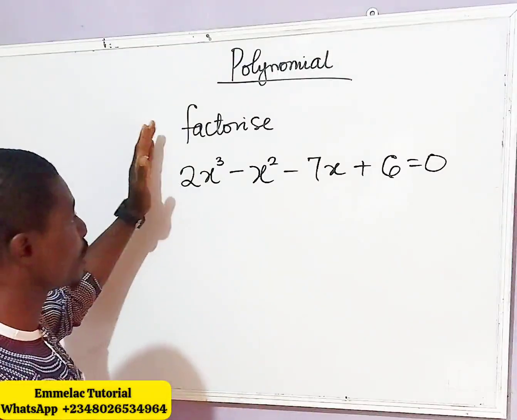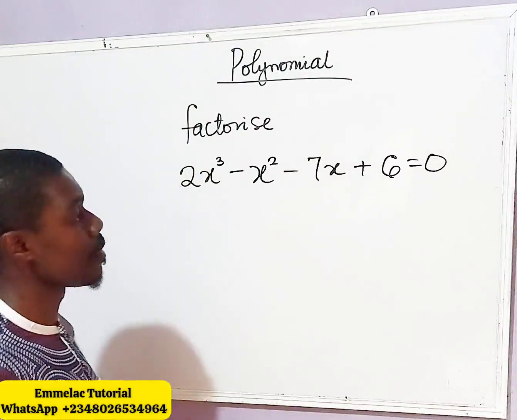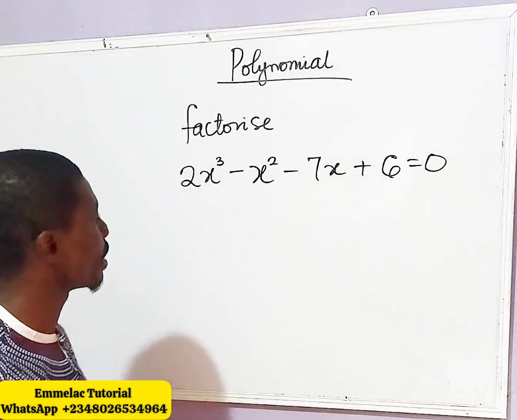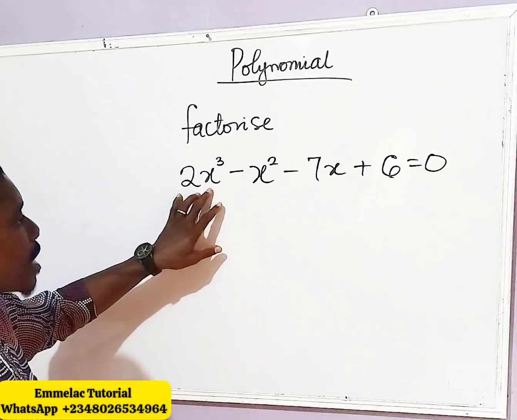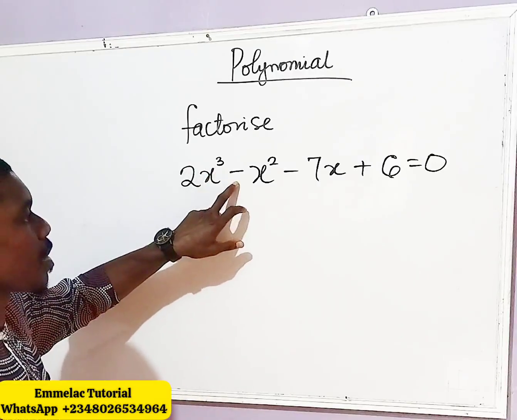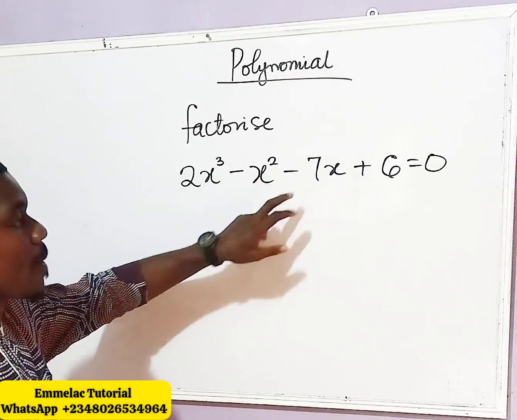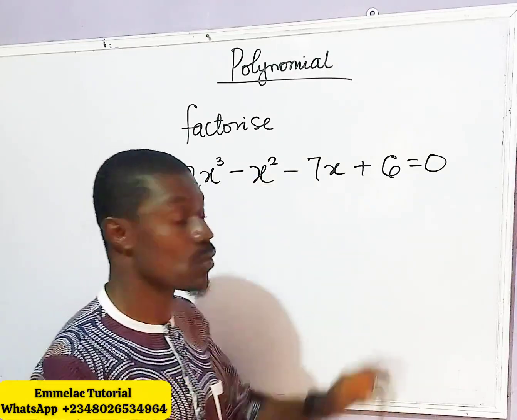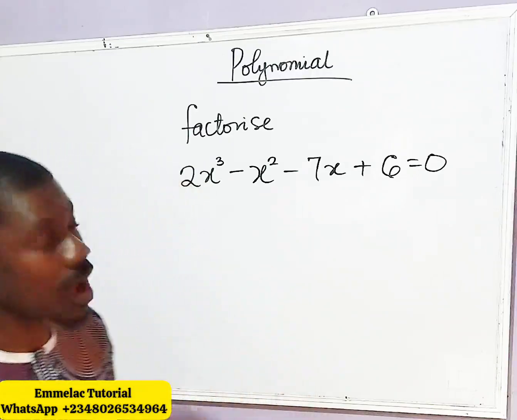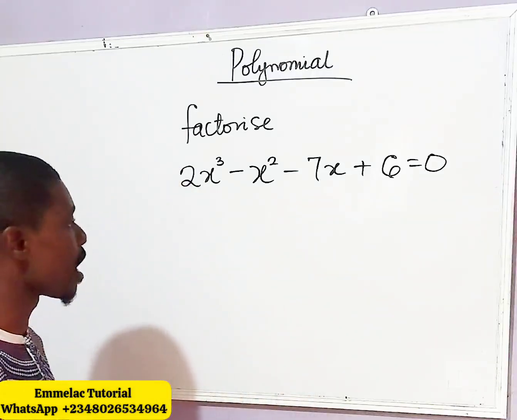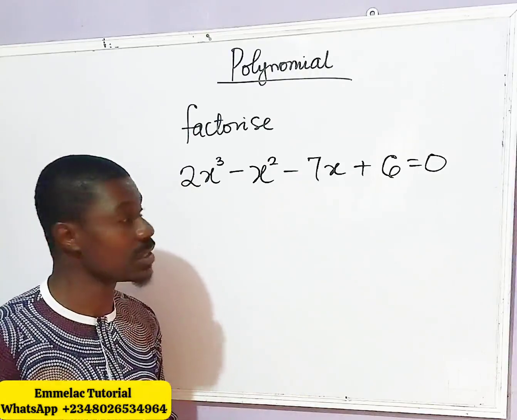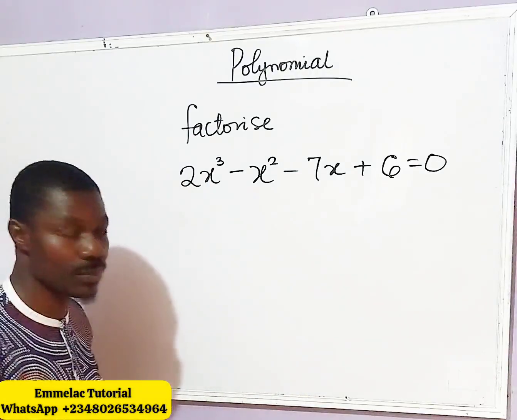Now let us factorize this polynomial equation. Here we have 2x raised to 3 minus x raised to 2 minus 7x plus 6 equals 0. So how do we go about it? I want to use the trial and error method, but I want to use a different approach.